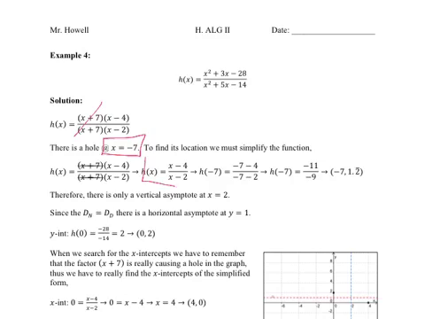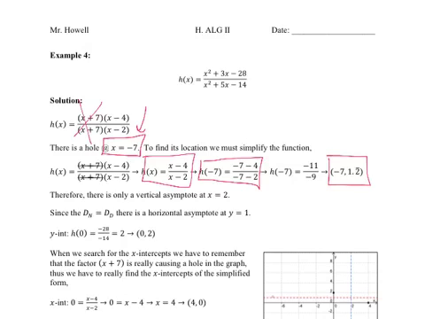We take a look at the simplified form right here and plug in the value of x that makes it a hole. Well, negative 7 does. So we do h of negative 7. And if we plug that in, we get negative 11 over negative 9, which is 1.22. So that means that the hole's coordinate is negative 7 from the x value earlier, comma 1.22.